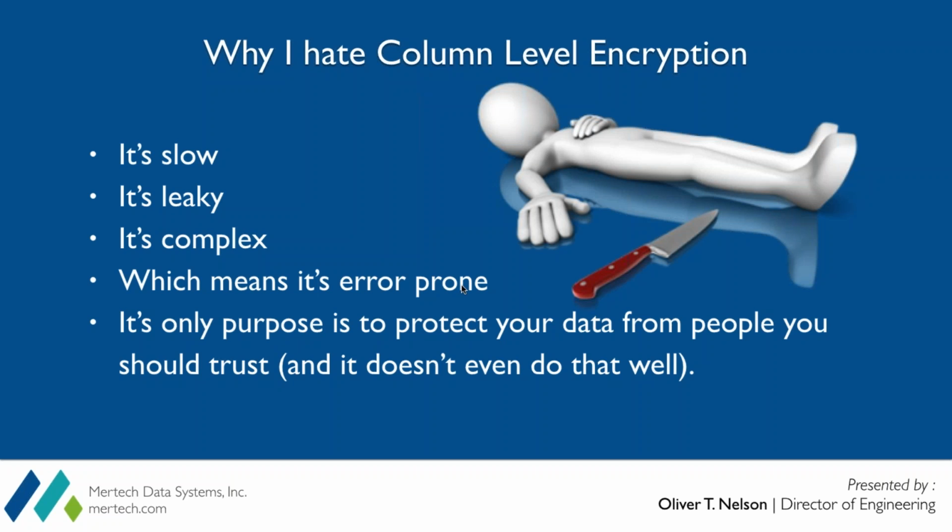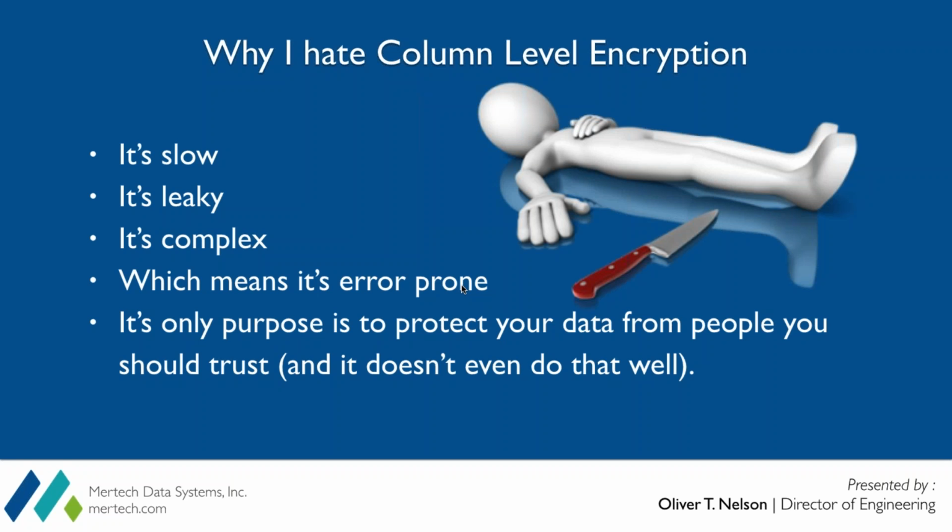Also, this is what I like to call a unitasker, to borrow a term from Alton Brown. Its only purpose that actually makes any sense at all is to protect data from people that you should trust, and it doesn't even do that well. The only reason that people tend to use column level encryption that really makes sense is to do something called blinding your DBA, which is a form of separation of duties. The idea is that by moving the encryption process away from the database server, the DBA can only see the encrypted data, but it rarely works out that way. That's the concept behind it. We rarely see that work.